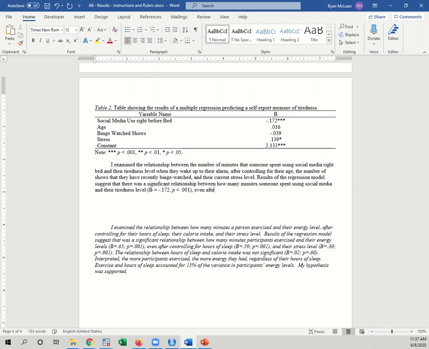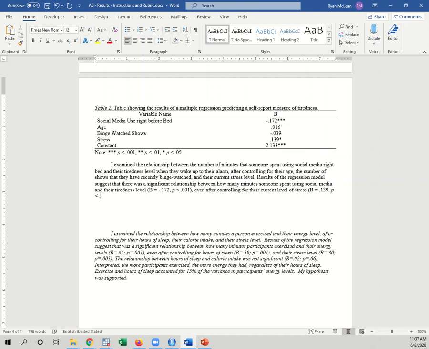Even after controlling for, now you list all of the significant ones. So I only have stress as a significant one. So I'm going to say even after controlling for their current level of stress, B equals 0.139, italicized p less than 0.05.